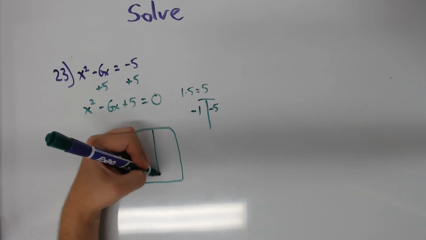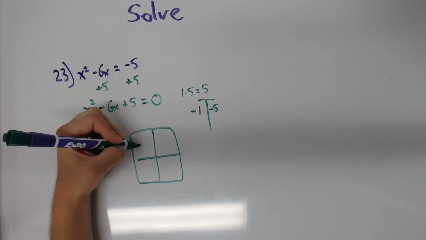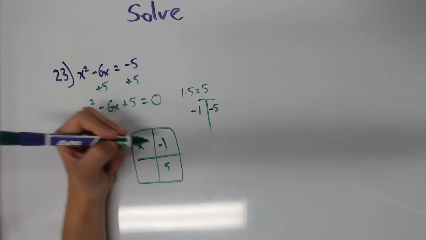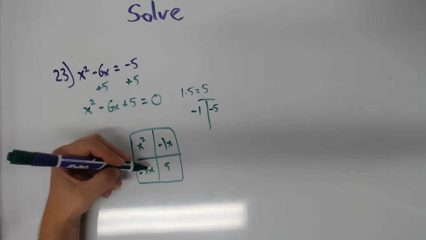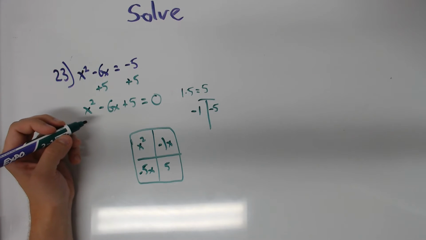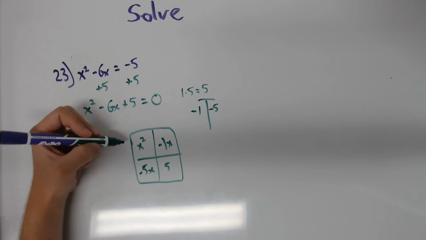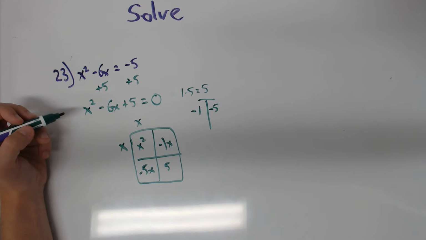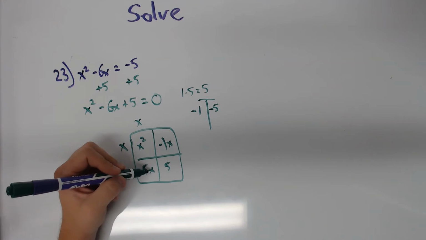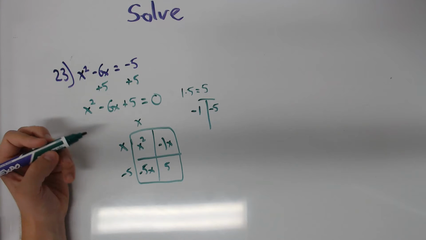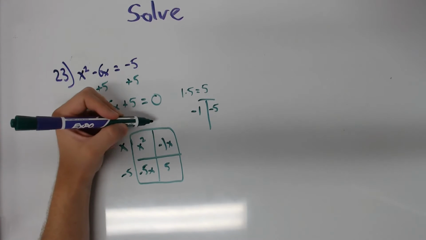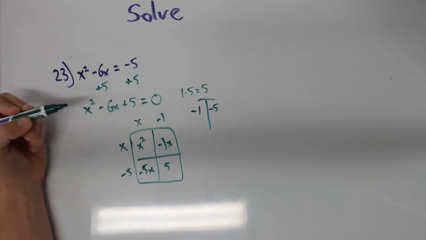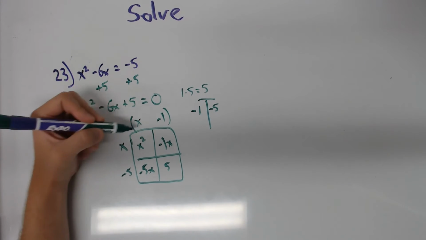Fill out my little table here, my number puzzle. I have x squared and I have 5. And then these fill in the other diagonals, negative 1x and negative 5x. All right. Now this is easy because x squared can only mean one thing. X and x go here and here. So x times what is negative 5x? Negative 5, that's easy. X times what is negative 1x? Negative 1, that's easy. Now let's check our last box. Negative 1 times negative 5, that is indeed positive 5. So these should be my factors.